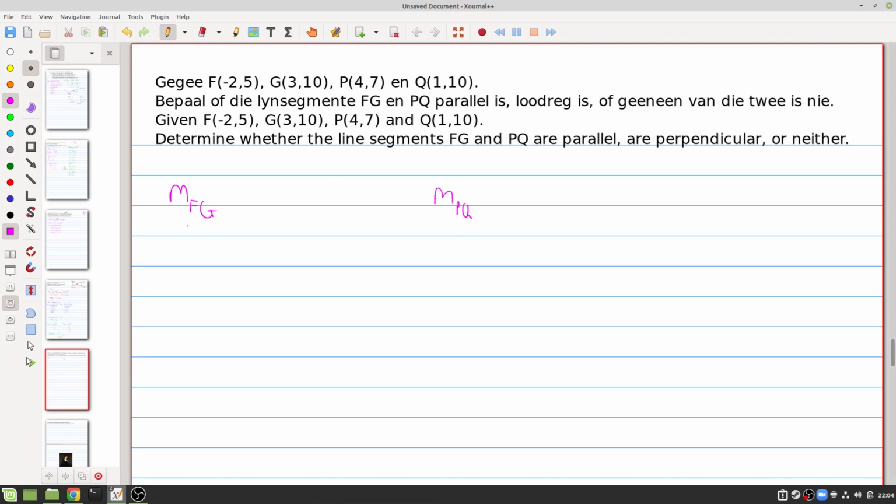So we need the gradient of FG and the gradient of PQ in order to determine whether the line segments are parallel, perpendicular, or neither.